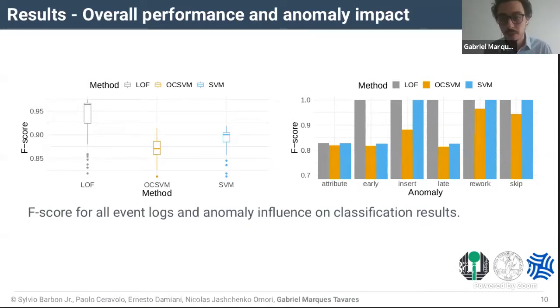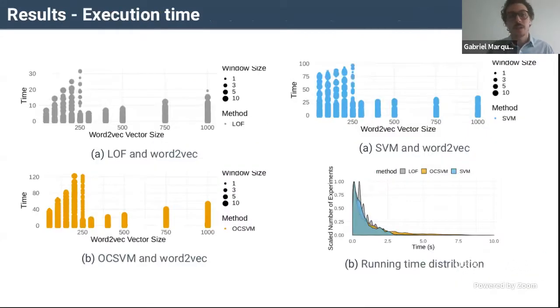And then finally, the third group is the attribute anomaly, which impacts the data flow perspective, and it's the hardest one to be detected, both by the encoding and, of course, by the classification techniques later. From the execution time comparison, we have seen good performance over all the three algorithms, though SVM, across all the event logs, has the lower time consumption when compared to the other techniques. But we see that the window size and the vector size for the word2vec impact a lot on the time consumption. So this must be considered in an application.